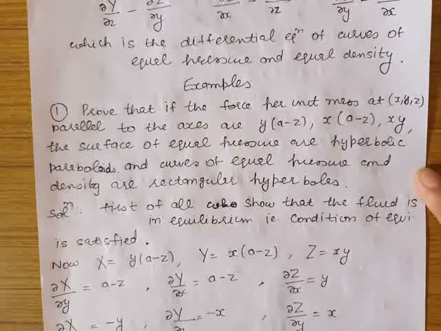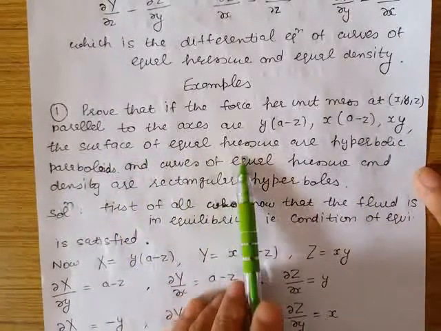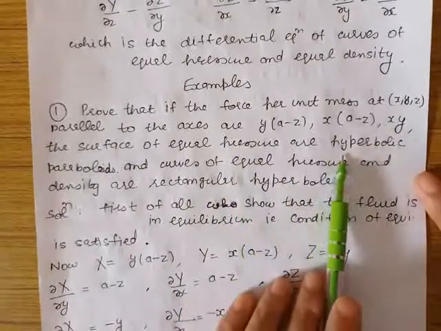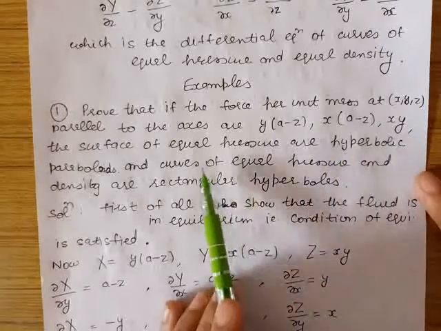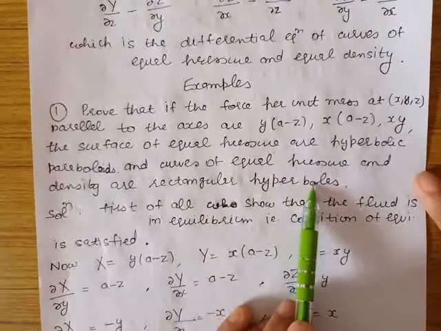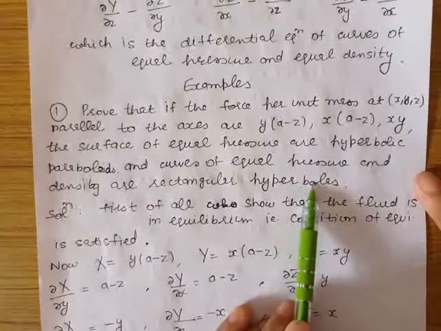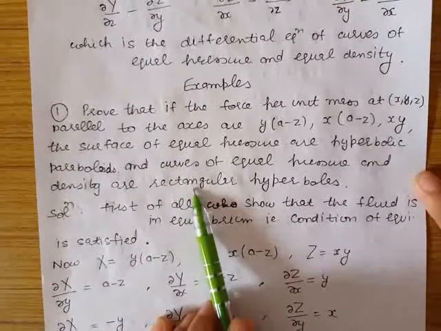We have to prove that surfaces of equal pressure are hyperbolic paraboloids and the curves of equal pressure and equal density are rectangular hyperbolas.